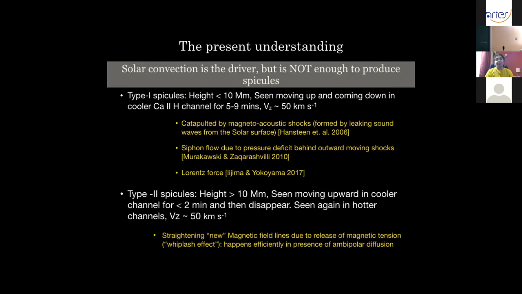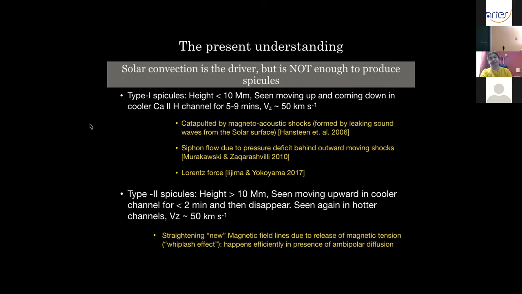So the present existing understanding is that the solar convection is the driver, certainly, but it is not enough to produce all kinds of spicules. Typically, the understanding has been that spicules have a bimodal distribution, type 1 and type 2, which Durgesh was also referring to in the last session. They have different dynamical and morphological characteristics, like their height and speeds, and are also believed to be formed by different mechanisms.